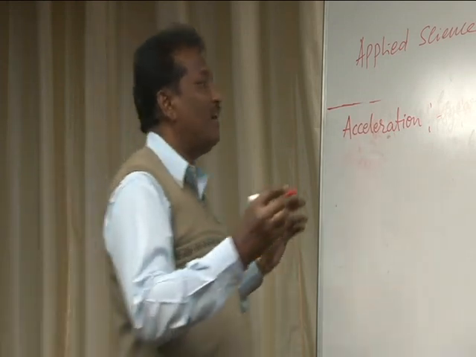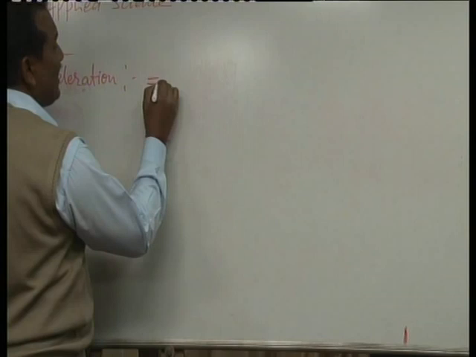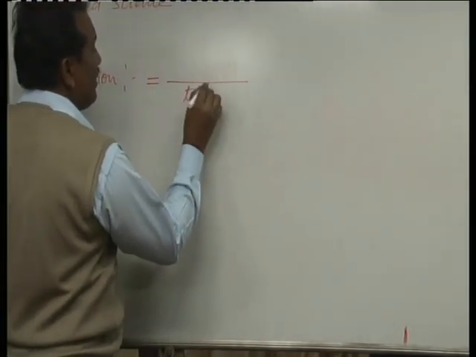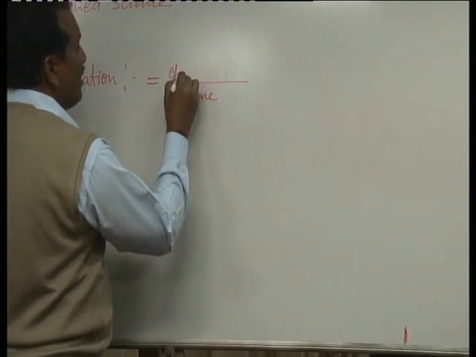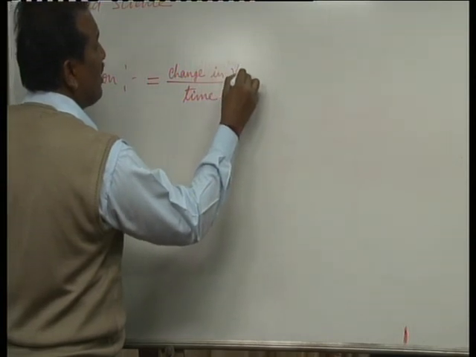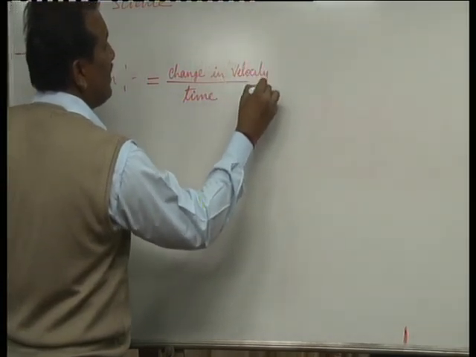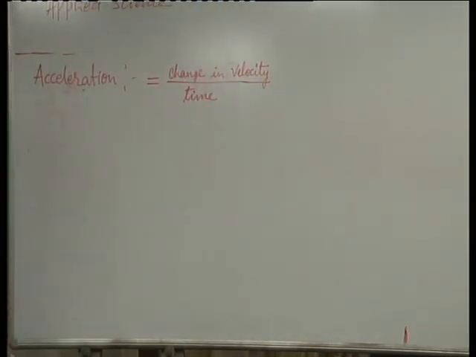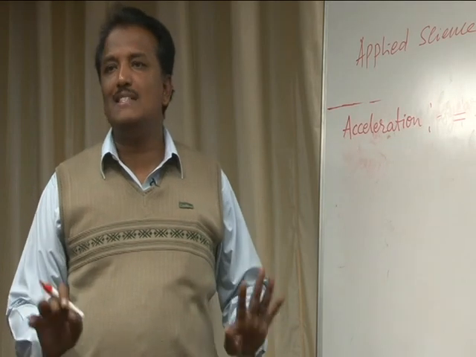As I explained earlier, rate means it is a time. In the denominator you can write time, in the numerator the change in the physical quantity, that is velocity. I mean, it is a ratio of change in velocity to the time taken. So, it is taken as acceleration. In a single sentence you can say rate of change of velocity is called acceleration.